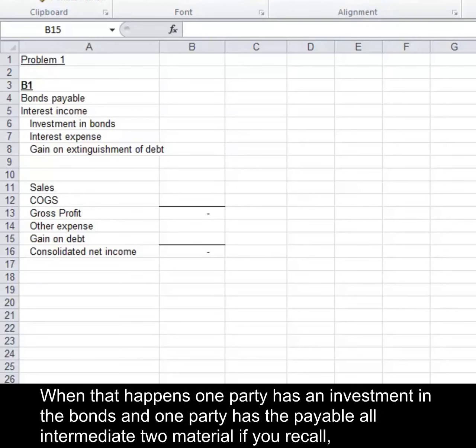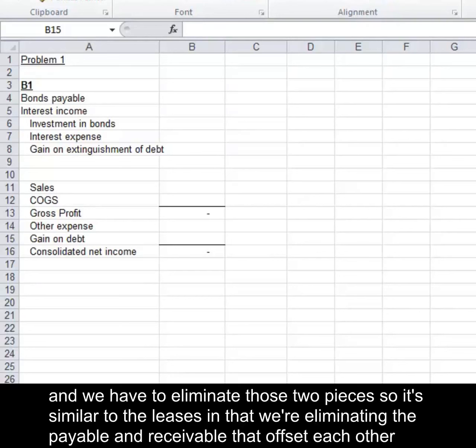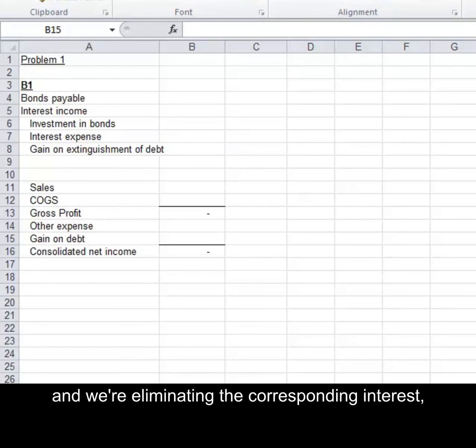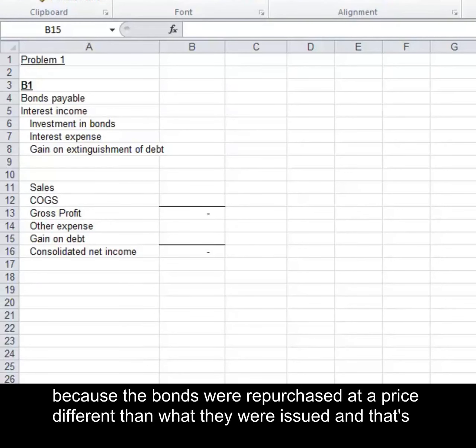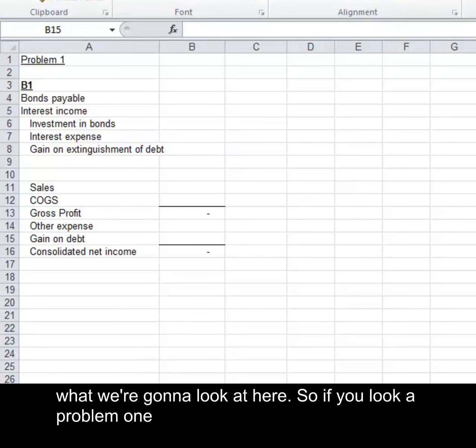When that happens, one party has an investment in the bonds and one party has the payable, all intermediate 2 material if you recall, and we have to eliminate those two pieces. So it's similar to the leases in that we're eliminating a payable and a receivable that offset each other, and we're eliminating the corresponding interest, but we may also have a difference between that payable and receivable because the bonds were repurchased at a price different than what they were issued, and that's what we're going to look at here.